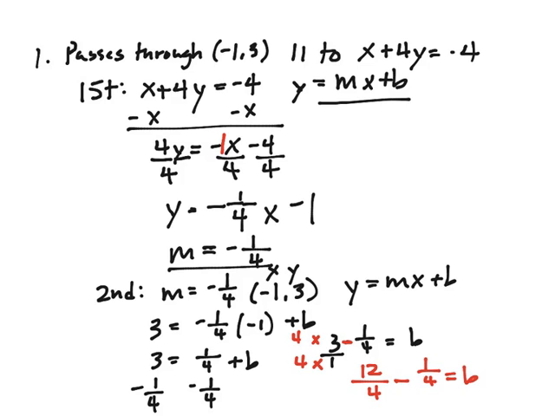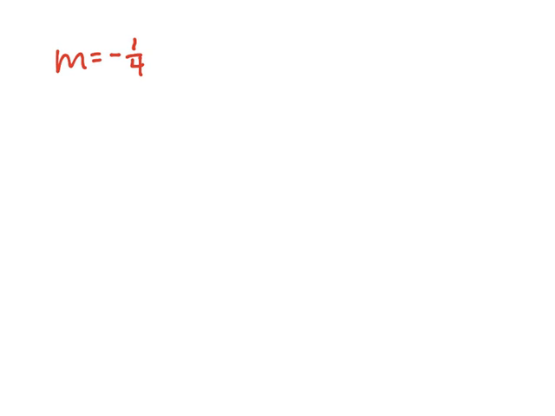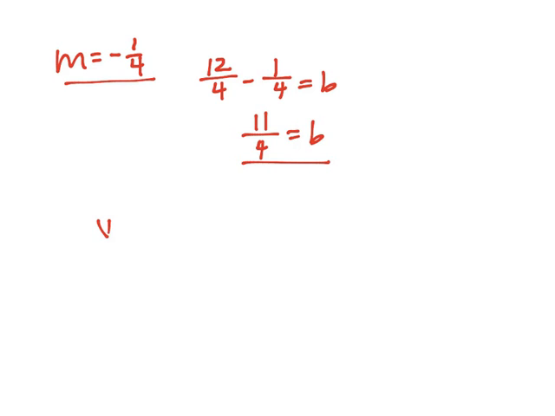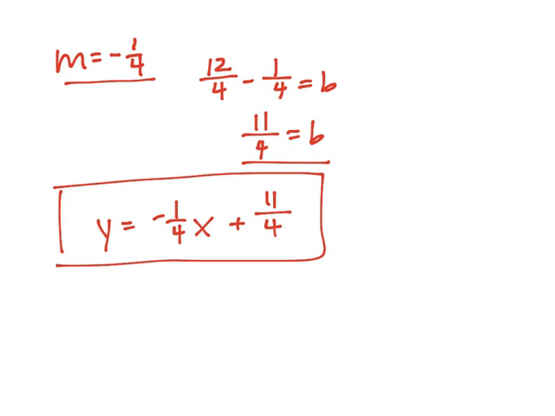So we had m equals -1/4, and from here we had 12/4 minus 1/4 equaling b. So we have 11/4 equaling b. Now that we have both pieces of information that we need, we can find our second equation, our final answer. So y equals -1/4 x plus 11/4. So that's our final answer. Okay? Good job.